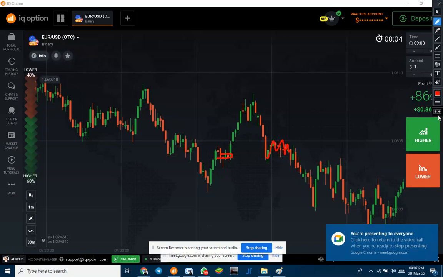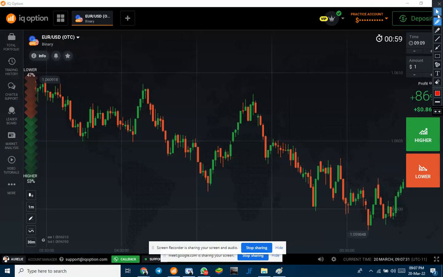Then another thing that usually happens is that the market might still decide, for instance, this is a level. Let's say this is a support level. The market might still decide to go up, changing the direction to the upside.